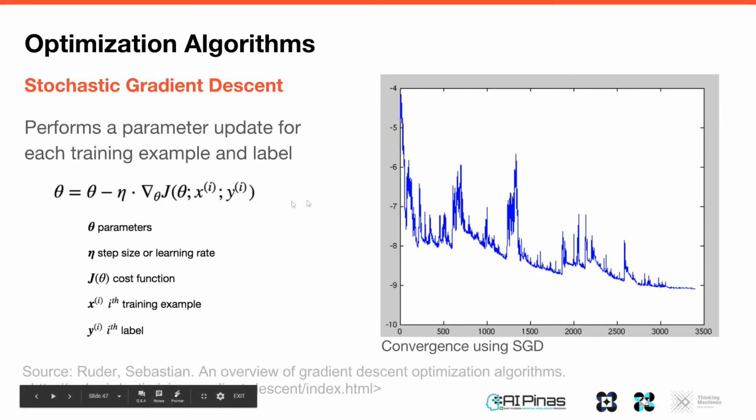Stochastic gradient descent is very similar to our standard gradient descent, but rather than performing a parameter update for every training example, it only performs a parameter update for some randomly selected training example or training examples. That is the source of the stochasticity here.